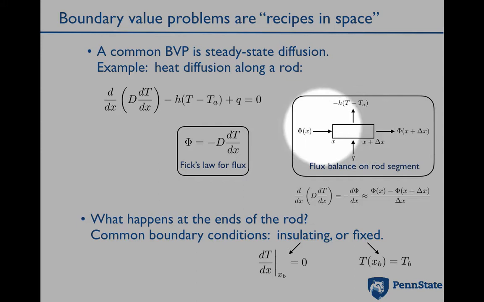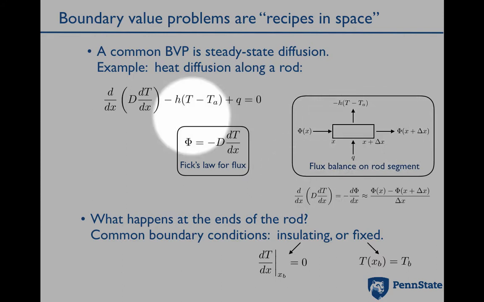And then there's heat flow along the rod if the temperature is varying along the rod, according to Fick's law. The flux of heat along the rod is minus some D times dT/dx, the gradient, and the heat flows from hot to cold. And so there's a heat flux on the left and a heat flux on the right, and those vary because the temperature is varying in space.